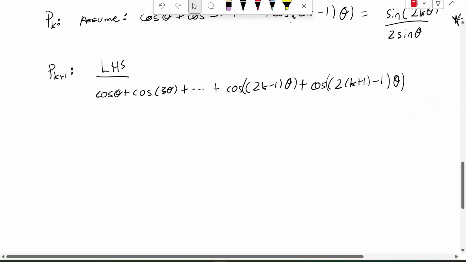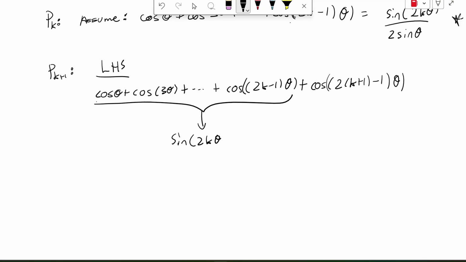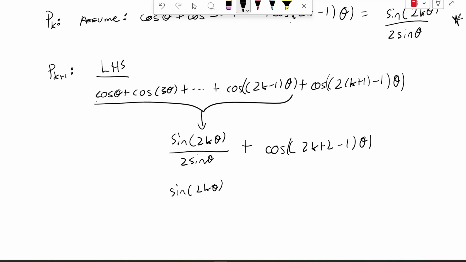So we've got that stepped out. As usual with induction, this whole first section is just our star step. So that is sine of 2k theta, all over 2 sine of theta. And then I'm still left with cos of, we can simplify this down a little bit, 2k plus 2 take 1. And then this becomes sine of 2k theta, all over 2 sine theta, plus cos of 2k plus 1 theta. So that's just simplifying again down in the brackets a little bit more.